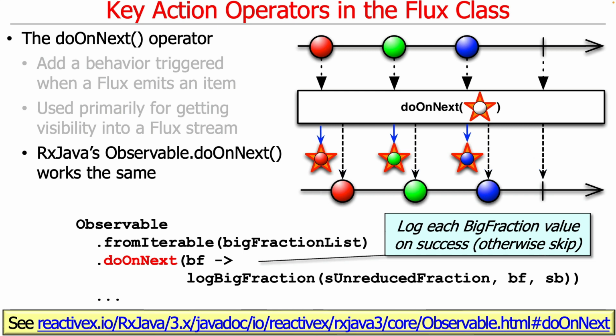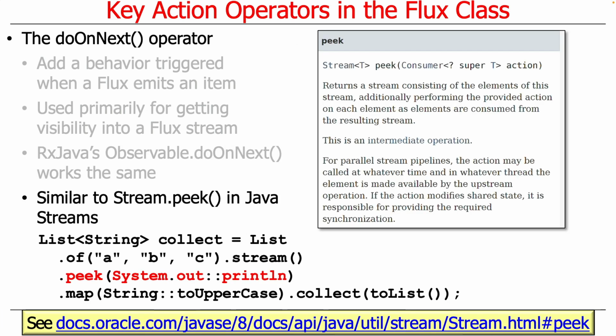RxJava has exactly the same thing, works exactly the same way. And interestingly enough, Java Streams also has something very similar called peek. And peek is a method very much like doOnNext, which is just used to look at the values, again, for debugging or logging or whatever. And so here's an example where we have 3 strings in a list. We turn it into a stream, and then we print each of them out using peek before we uppercase them and then collect them into a list.